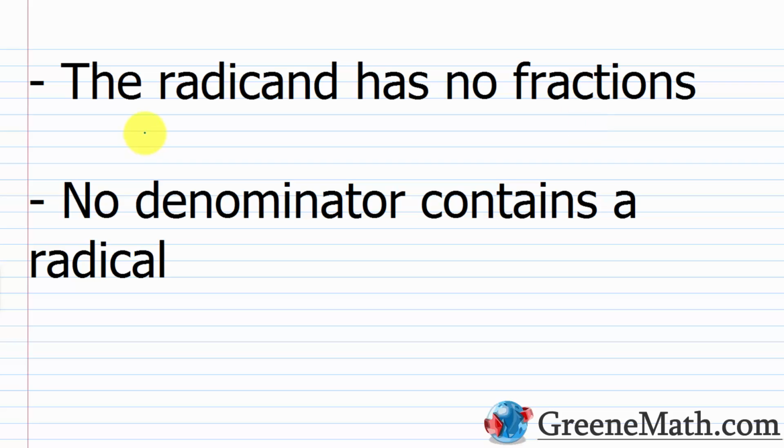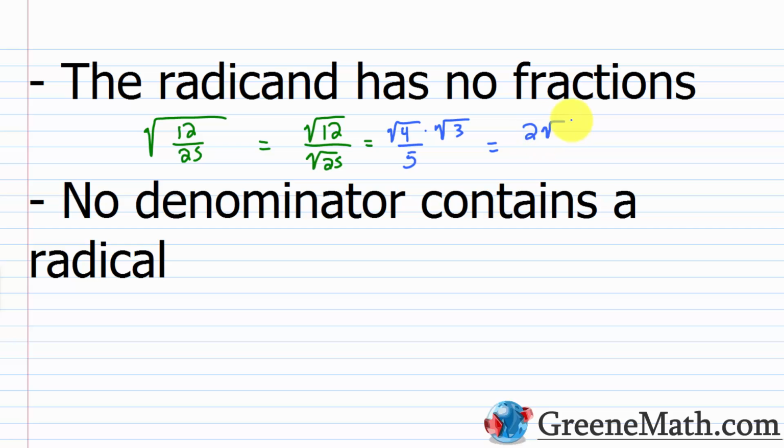If you had something like, let's say, the square root of 12 over 25, we could break this up into the square root of 12 over the square root of 25. We know the square root of 25 is 5, so let's just write that down there in the denominator. For the square root of 12, we can simplify because it's 4 times 3, right? That's 12. So we have the square root of 4 times the square root of 3. The square root of 4 is just 2, so I can end up writing this as 2 times the square root of 3 over 5.